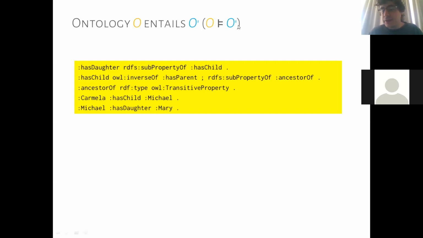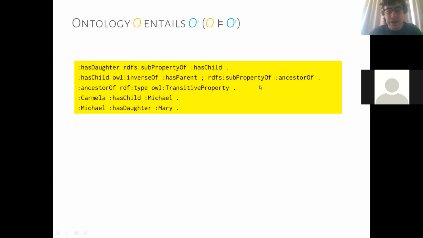To say an ontology O entails another ontology, we use the term inference to say that an algorithm can apply inference with respect to entailment. So we have an ontology here in yellow, which states that has daughter is a subproperty of has child, has child is inverse of has parent, and has parent is a subproperty of ancestor of. Ancestor of is a transitive property. We have some data: Carmela has child Michael. Since has child is inverse of has parent, we would expect this ontology to entail that Michael has parent Carmela.